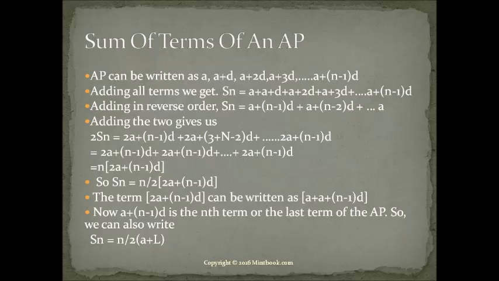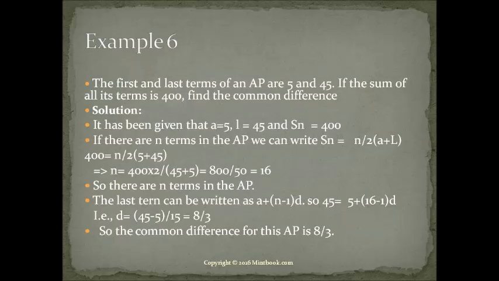Let us take an example and see how this result is used in solving questions. This is example number 6 in the chapter Arithmetic Progression. The first and last terms of an AP are 5 and 45. If the sum of all its terms is 400, find the common difference. Now it has been given to us that a is equal to 5 and L is equal to 45. We are also told that Sn is equal to 400 for n terms.